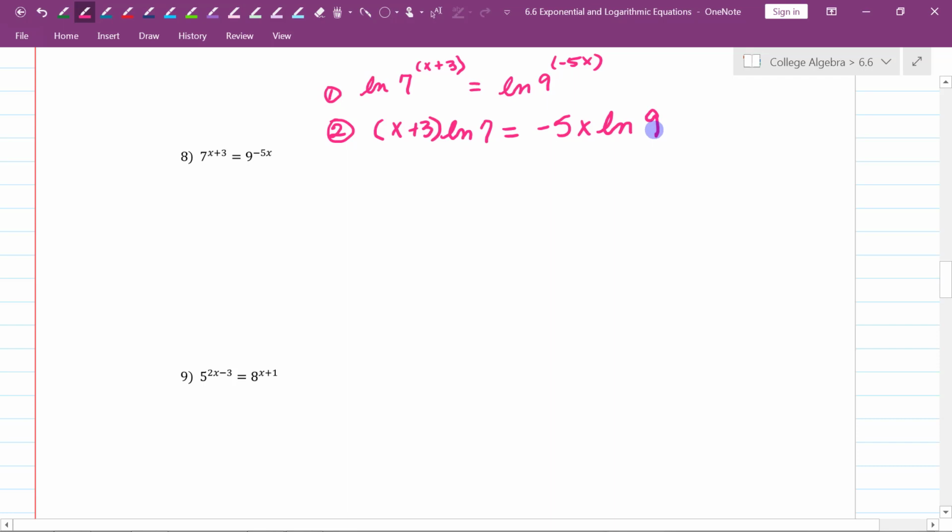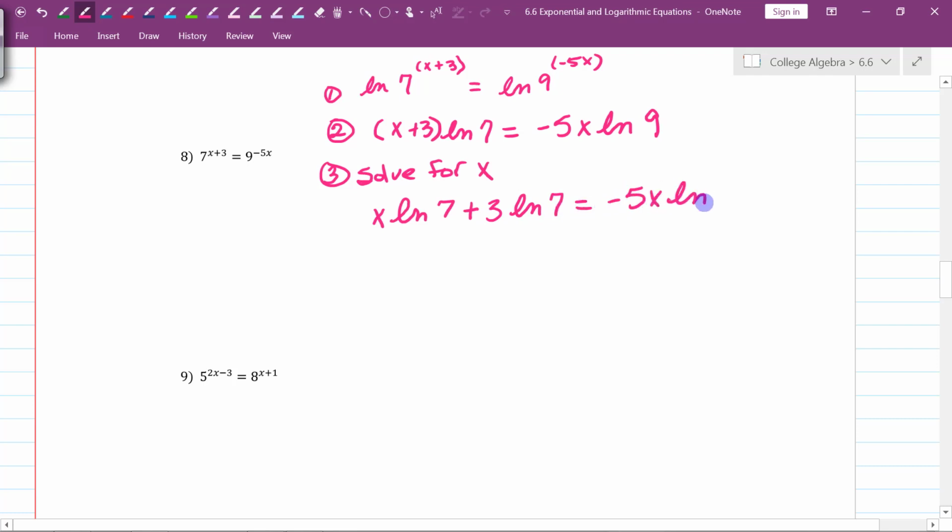Step 3 is to solve for x. I'm going to use the distributive property right here to distribute the x to the natural log of 7 and then the 3 to the natural log of 7. So I'm going to end up with x times the natural log of 7, plus 3 times the natural log of 7, is equal to negative 5x natural log of 9.